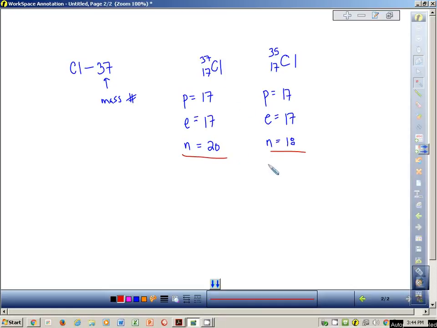Isotopic notation is done the same way. Finding the number of protons, electrons, and neutrons is done the same way, except you don't have to go look at the periodic table to find the mass because it's given to you right there. One more thing about this, you can also write it as the full word. You can write that out, chlorine-37. Chlorine-37 is how you would read that. So whether it's the symbol or the full name, isotopes are done exactly the same.